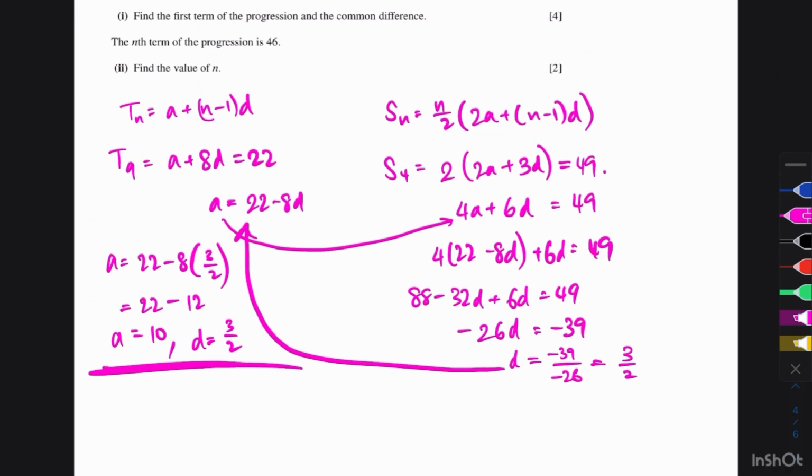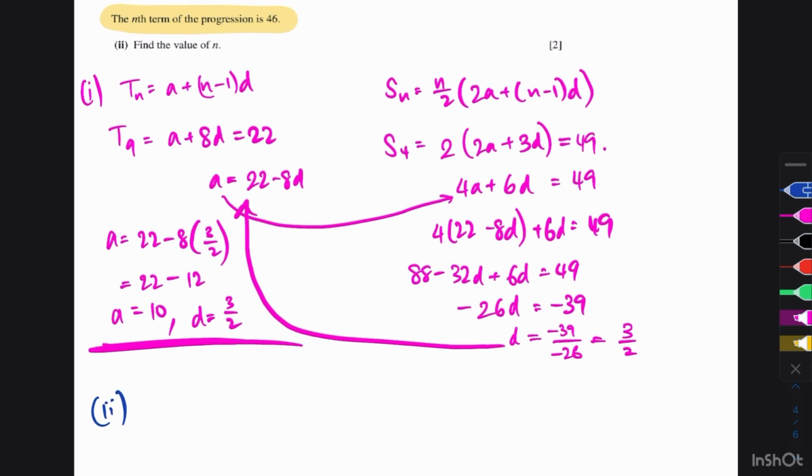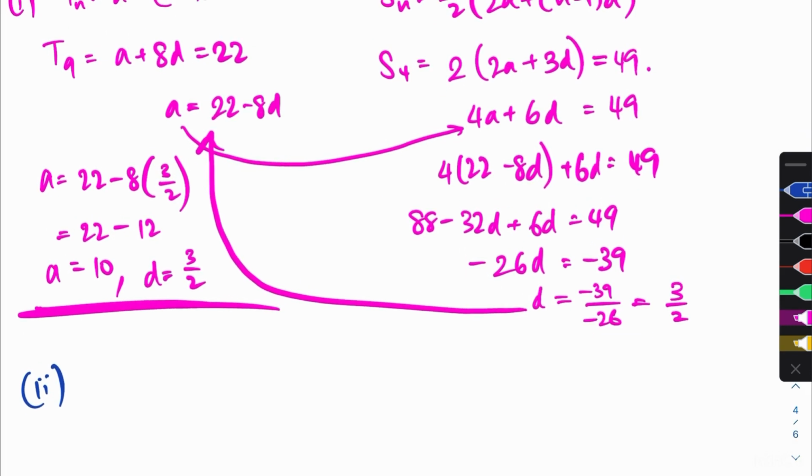And we can do 3, part 2 as well. It says, the nth term of the progression is 46. Find the value of n. So let's just label this part ii. The nth term of the progression is 46. Find the value of n. Okay, cool.